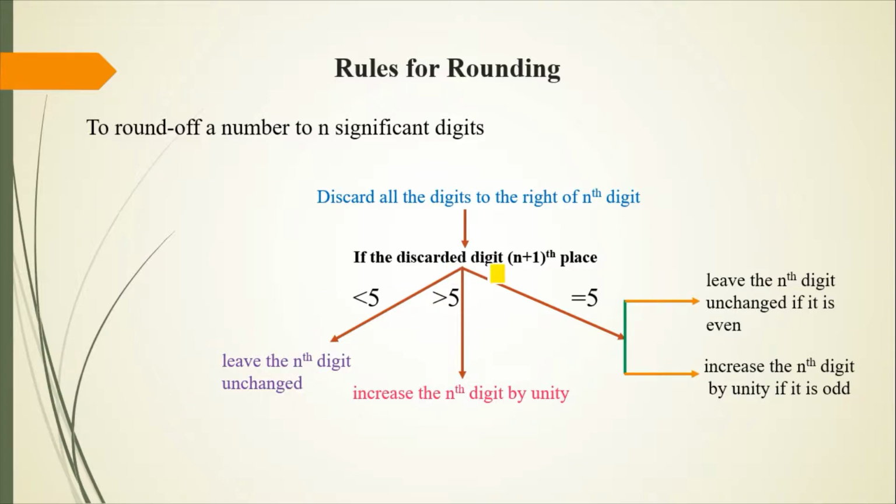If the discarded digit which is in the n plus 1th place is greater than 5, then increase the nth digit by unity. That means add 1 to the nth digit. If the discarded digit is equal to 5, then what will you do? Leave the nth digit unchanged if it is even and increase the nth digit by unity if it is odd. Let's see some examples.